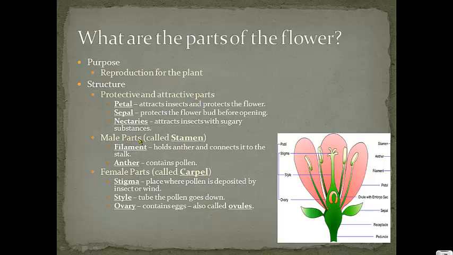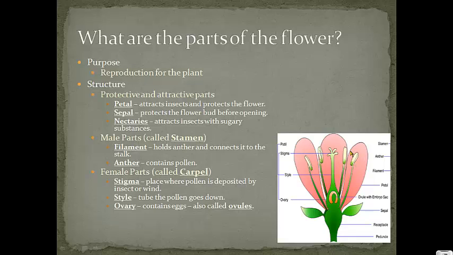Then you have the male parts of the flower. They're called the stamen. And you have the female parts of the flower. They're called the carpels. Let's start with the protective and attractive parts. Here you have the petals. The petals basically are beautifully colored. They attract insects through their color.